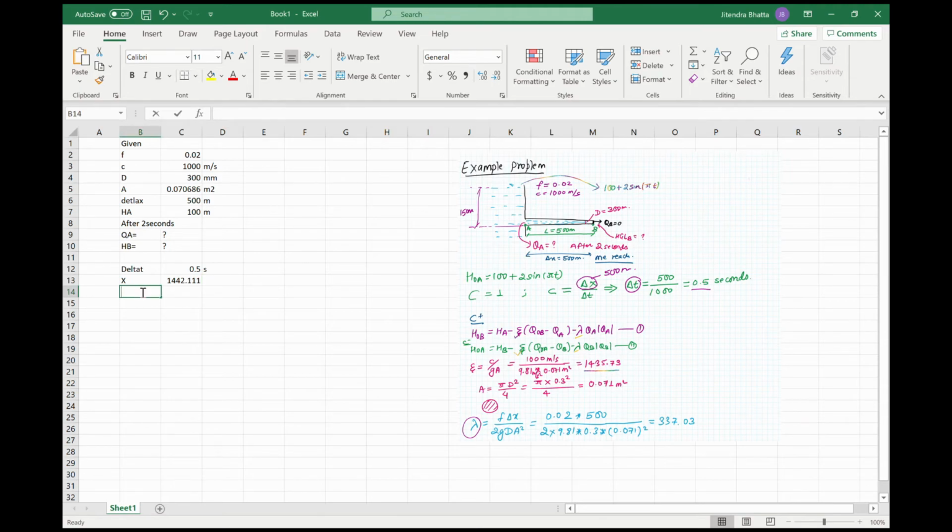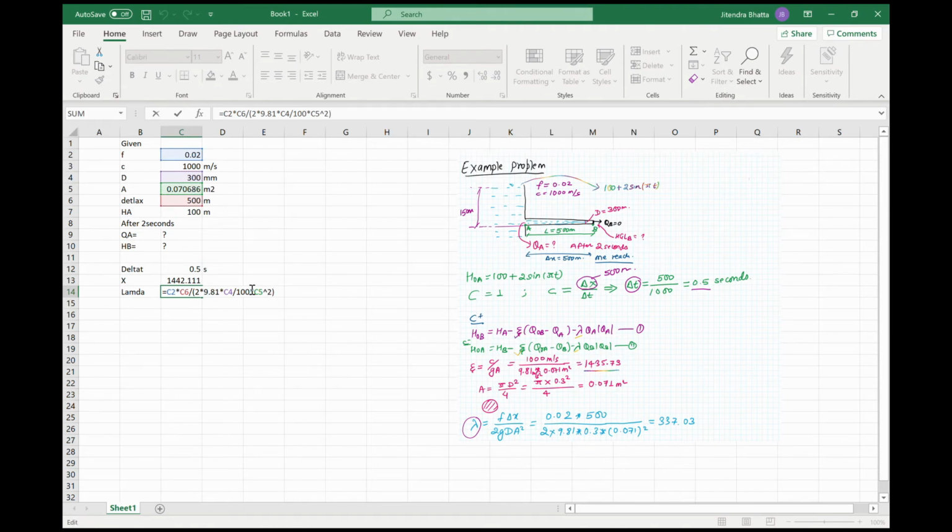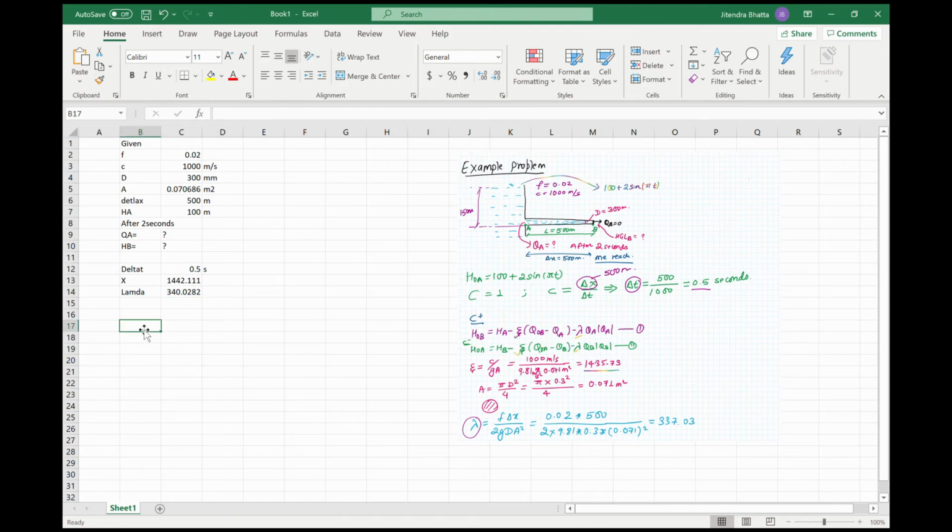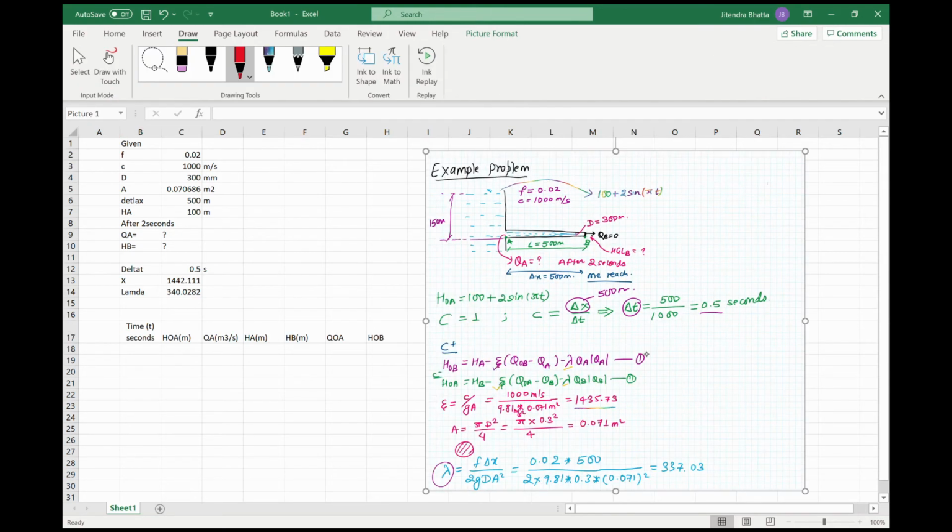And now to find our lambda, which will be equal to F into delta X divided by 2 into G, which is 9.81, into D in meters times area square. So we got our lambda as well. Now we have to form a table from these two equations.